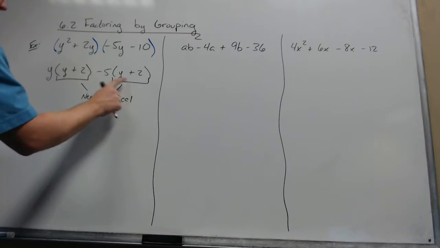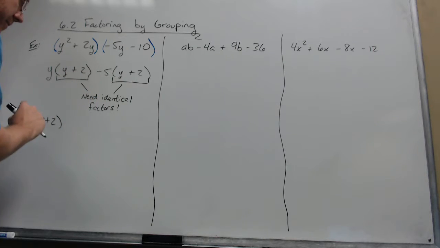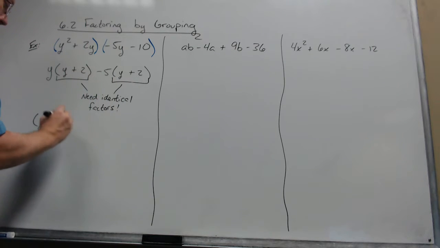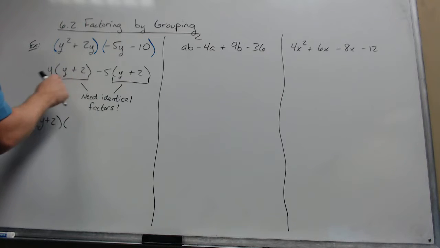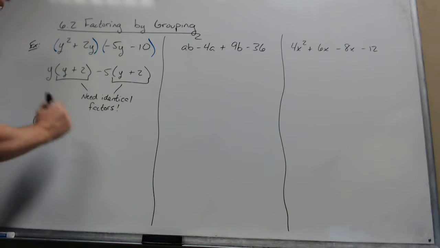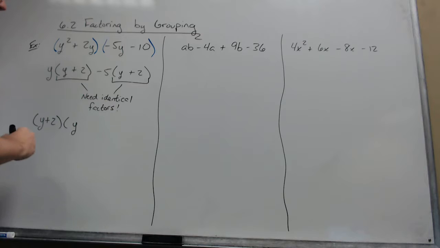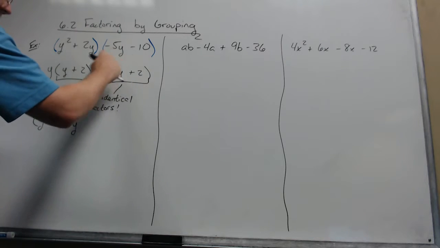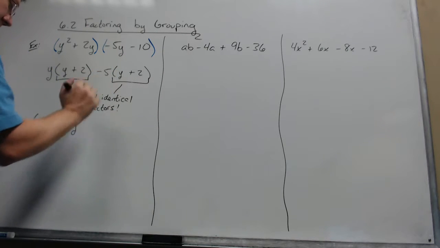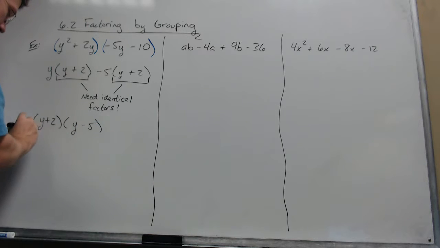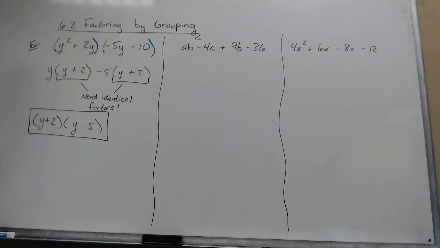Right? They have common factors of y plus 2. So what would be left over if I removed a y plus 2 from this expression? Well, just a y. What would be left over if I remove a y plus 2 from this whole expression? Well, a negative 5. Right, and here we go. We've successfully factored this twice.